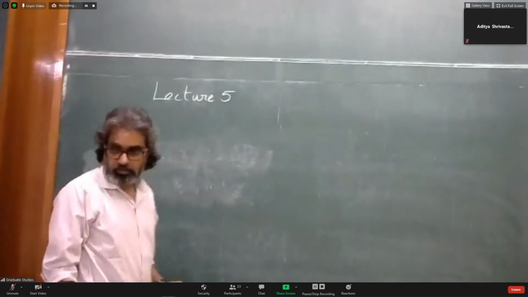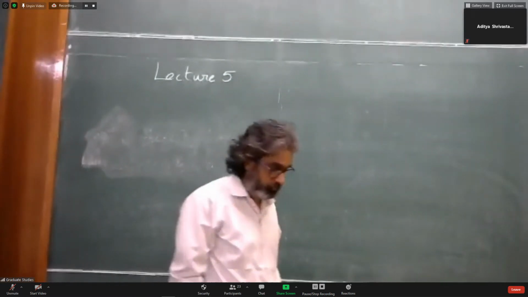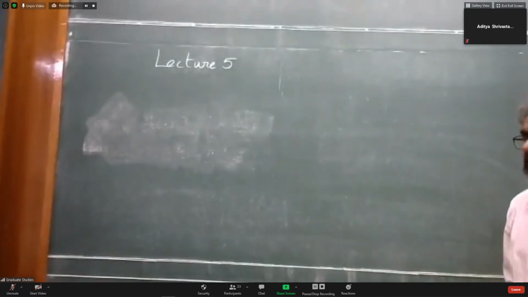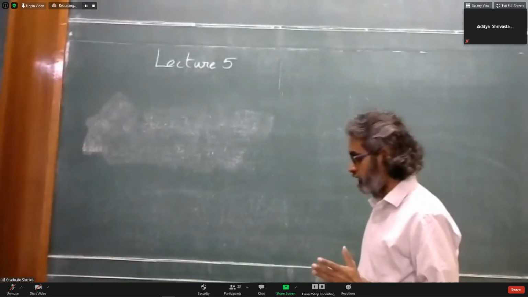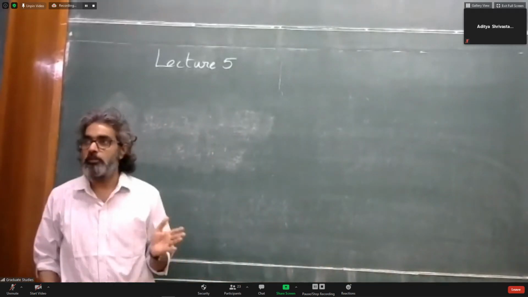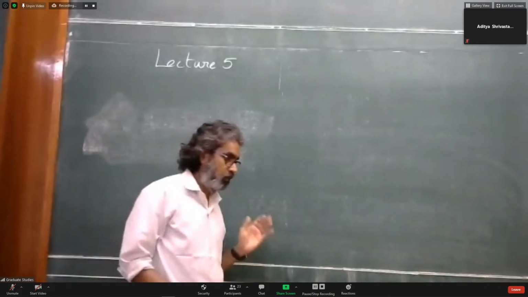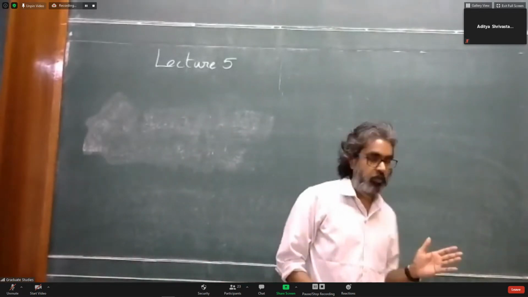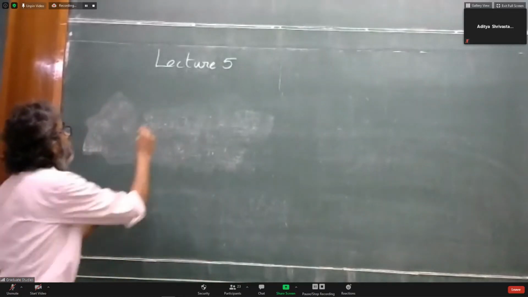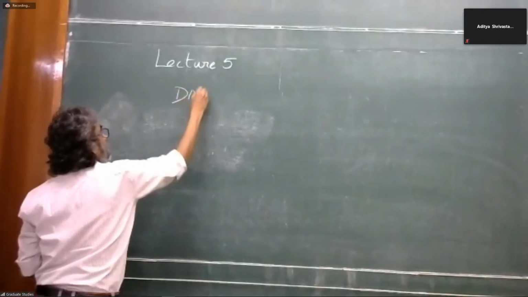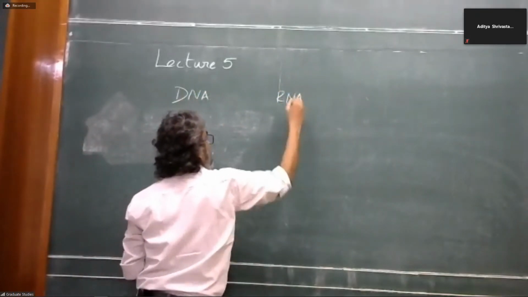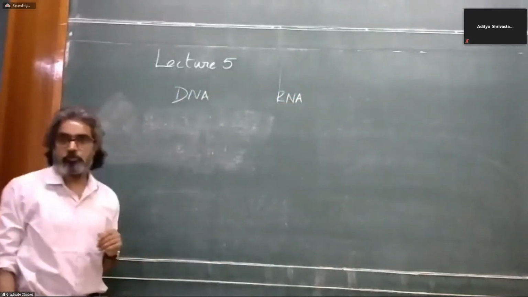In previous classes, we learned about important biomolecules like DNA, polynucleotides, and RNA: the differences between DNA and RNA, how these polynucleotides are made, what the linkages are, and also their structural properties. But how are DNA and RNA connected?